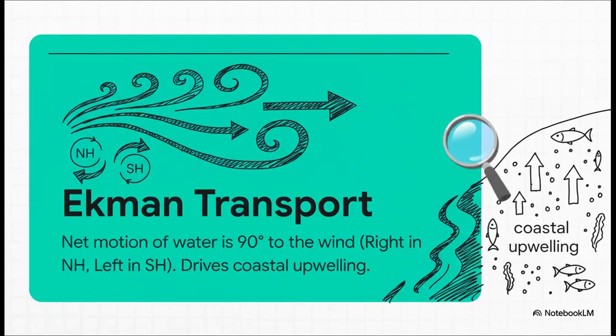Next up, Ekman transport. The most important thing to remember here is this. The net movement of water is at a 90-degree angle to the wind direction. It's to the right in the northern hemisphere and to the left in the southern hemisphere. And this is the main engine behind coastal upwelling, which supports our fisheries.